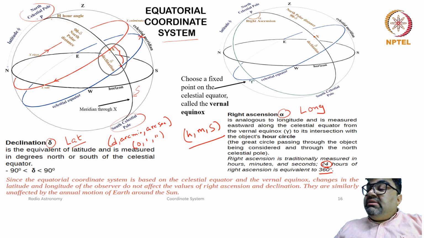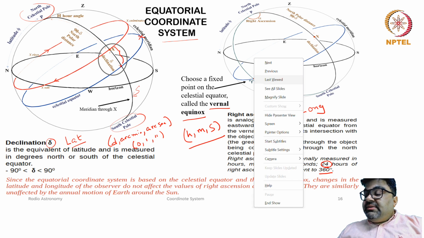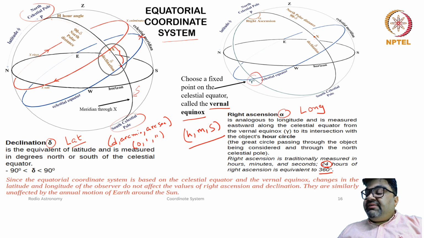So let us try to remove that also. For that, we need to choose a reference point. What do we choose? We choose the vernal equinox as the fixed point. So the point where the vernal equinox happens on the celestial equator, that point is chosen as the reference point. So if that is the case, then it's analogous.